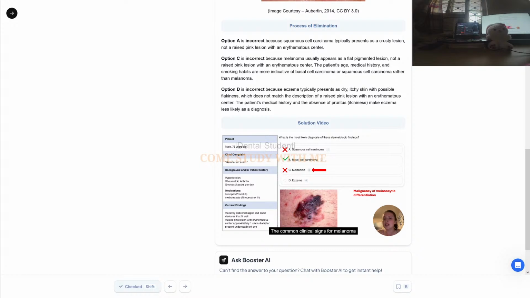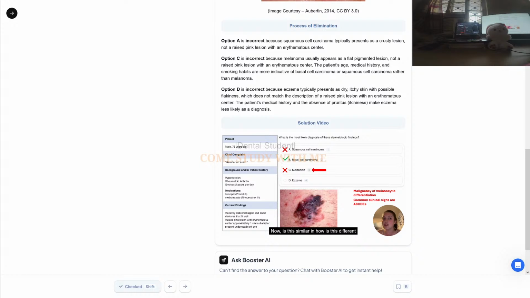The common clinical signs for melanoma, and what's really important to know, are the ABCDEs: asymmetry, border irregularity, color variation, diameter greater than 6 millimeters, and evolving in size or color. The E is evolving. Now, there are different types of melanoma depending on their location and their growth pattern, and they can vary in appearance. Treatment for this condition includes surgical excision with a 1 to 2 centimeter margin, as well as close clinical follow-ups. Prognosis depends on depth of invasion and the site.